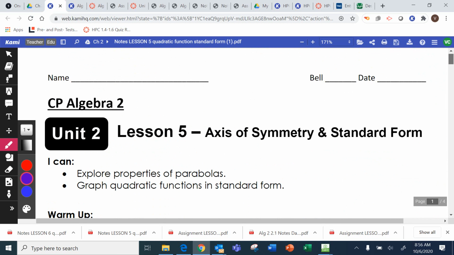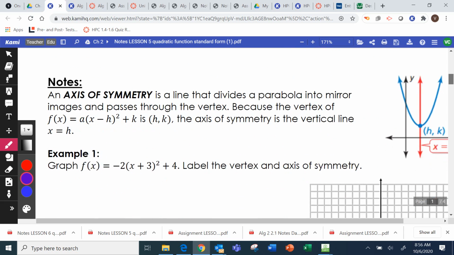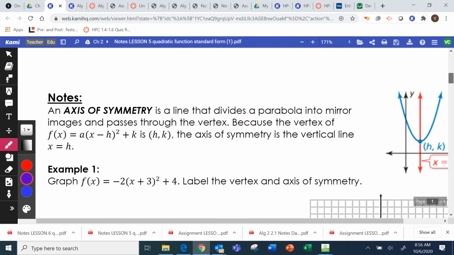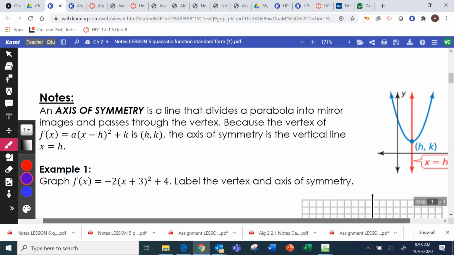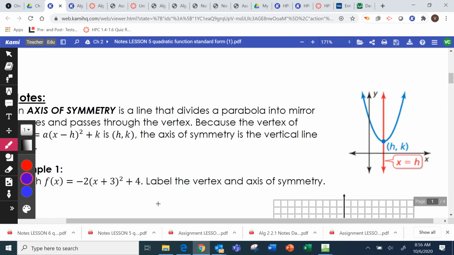This is lesson 5, axis of symmetry in standard form. We're skipping the word symmetry, which we've talked about. The axis of symmetry is this line of symmetry right in the middle, which both sides of the parabola mirror. So it's the line of reflection. It's always written in the form x equals h.